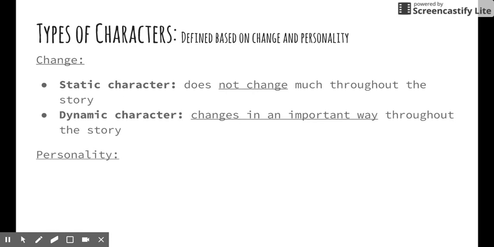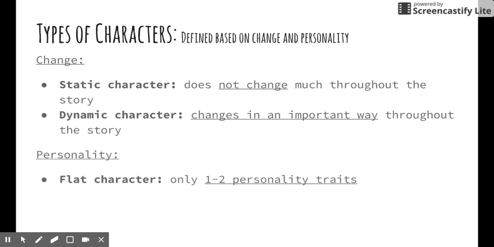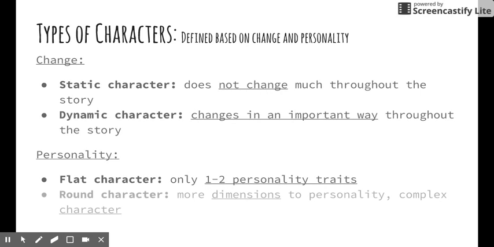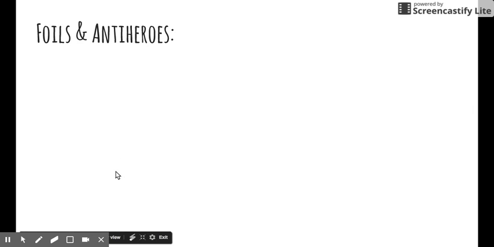We can also classify different types of characters based on personality. If they are a flat character, they only have one or two personality traits. We don't know too much about them. But if they are a round character, there's usually more than two personality traits revealed in the book. There's more dimensions to their personality. They are a little bit more complex. So typically, our main character will be a round character, and then the less important characters will usually be flat characters.